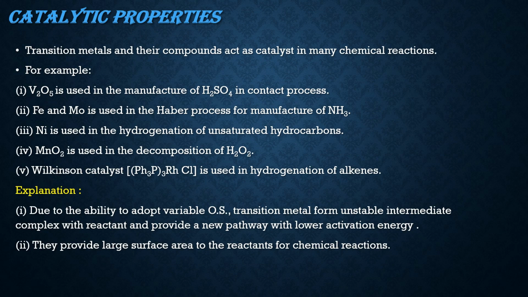Now the next property of d block elements is their catalytic properties. We see that transition metals and their compounds act as catalysts in many chemical reactions. For example, vanadium pentoxide is used in the manufacture of H2SO4 by contact process. Second, iron and molybdenum are used in the Haber process for manufacturing ammonia. Nickel is used for the hydrogenation of unsaturated hydrocarbons, that is to convert vegetable oil into vanaspati ghee. Then manganese dioxide is used in the decomposition of hydrogen peroxide.